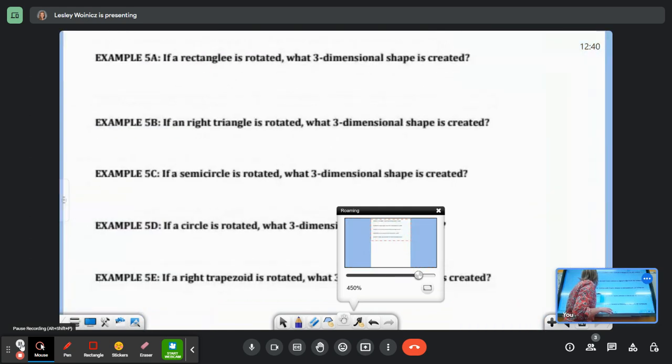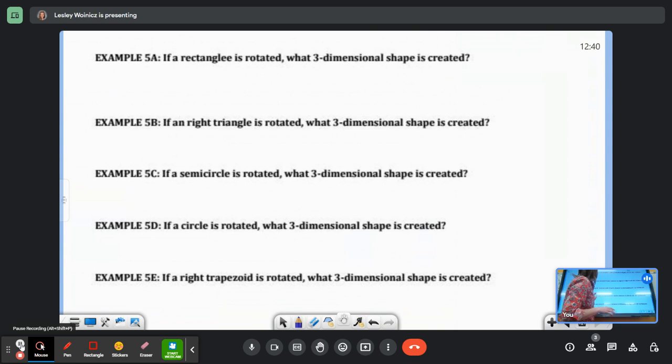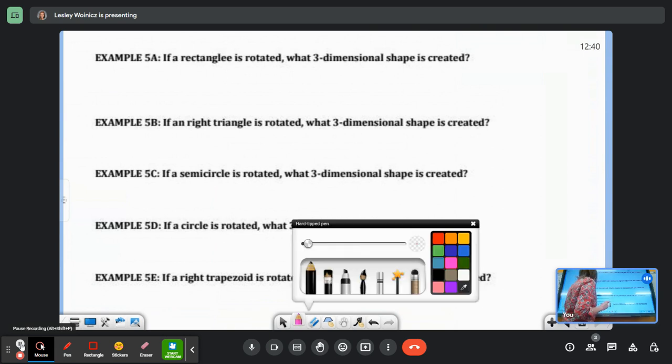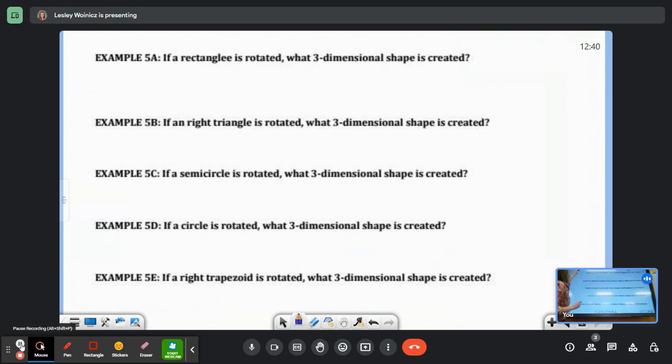Almost done, guys. If we rotate a rectangle, what three-dimensional shape is created? Okay, it doesn't really specify the axis, but if you can imagine having a rectangle and then having an axis maybe right here and spinning it around. Are you seeing what's happening? Does everybody understand what I'm saying right now? Spinning it around the axis, what shape would we get?